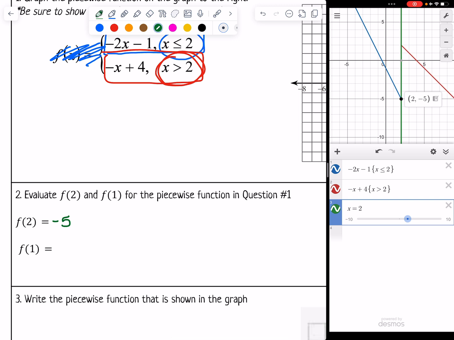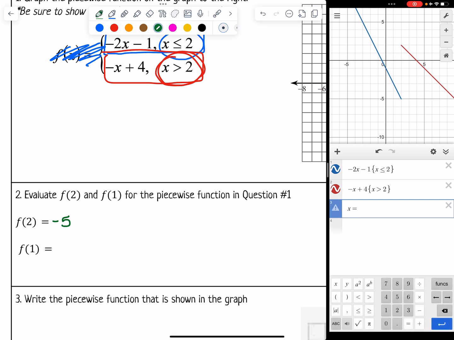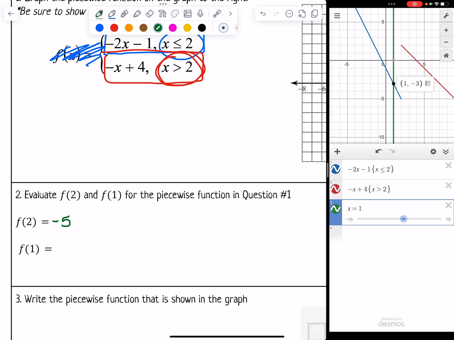All right, then I'm going to type in the 1 for the next one. And I notice this one just touches at negative 3. So there's no question of open or closed. You just want to pick out where it touches your graph.